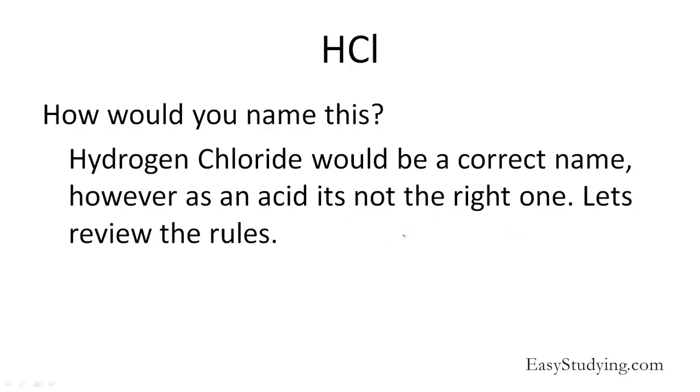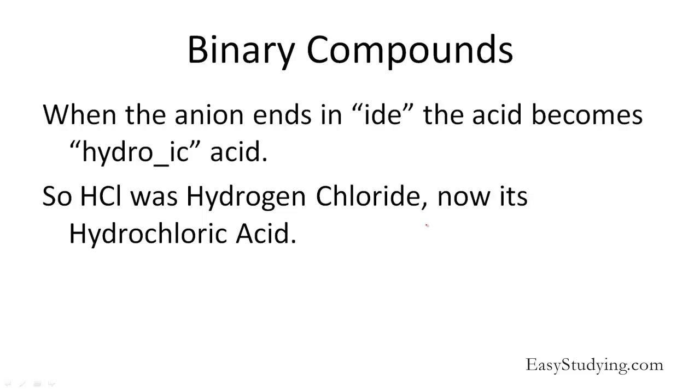So let's go over the rules on naming acids. Binary compounds: when the anion, the negative part of the molecule, ends in "ide," the acid becomes a hydro-ic acid. So in the sample before, HCl, we said was hydrogen chloride, as we agreed on the basic name, but as an acid, it will become hydrochloric acid, where we took the hydro and ic and removed the "ide." So we kept the chlor and just added the hydro and ic, so it became hydrochloric acid.